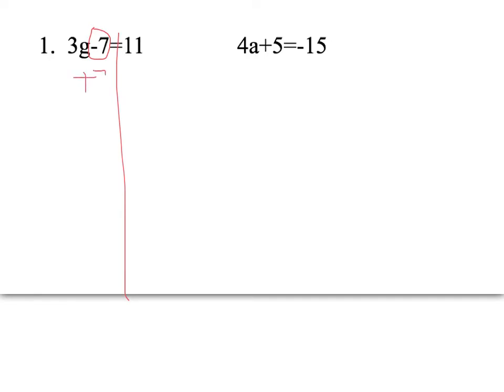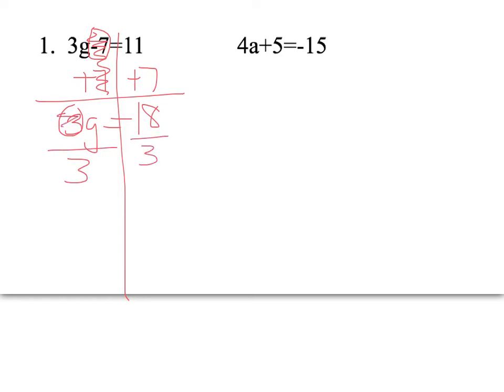The opposite of minus 7 is plus 7. So add 7 to both sides. You'll get 3g equals 11 plus 7 is 18. Now we're not done because we still have to move this 3. Okay, this is 3 times g. The opposite of times is divide. So you're going to divide both sides by 3.